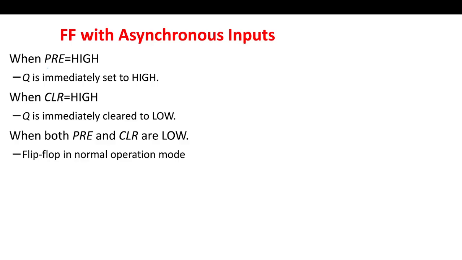So we assume that when preset is high, if it is not mentioned, we assume that preset is active high, that is it is 1, then we want immediately Q to be 1. And when clear is 1, that means we want the output to be 0. And when both preset and clear are low, we want the normal flip-flop operation.